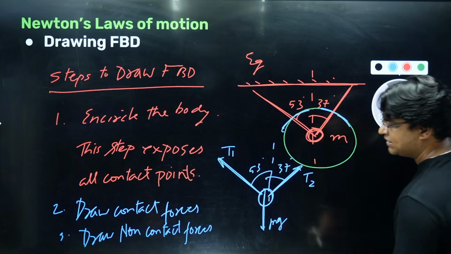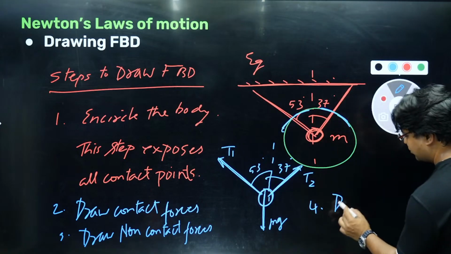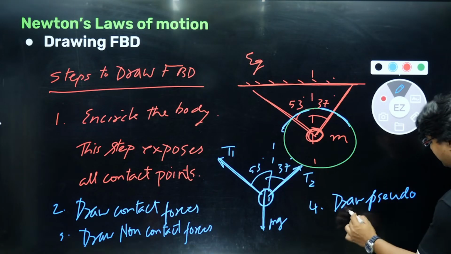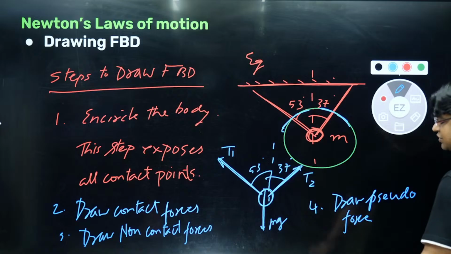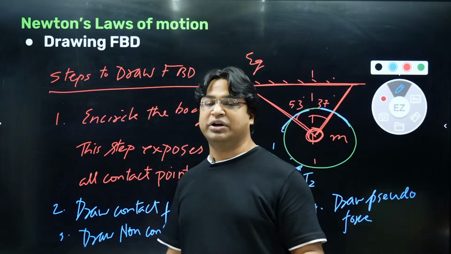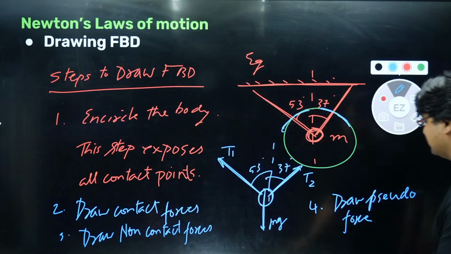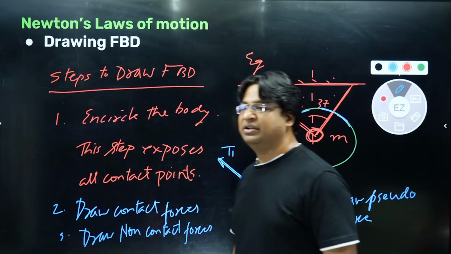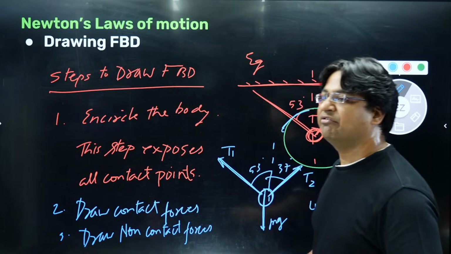Okay, and as a final step, as a fourth step, you can draw pseudo force if needed. I told you about pseudo force, that we need pseudo force if we are analyzing the situation from a non-inertial frame. Right now, let's ignore that, so we don't need it. So this is your FBD. That finishes the FBD.